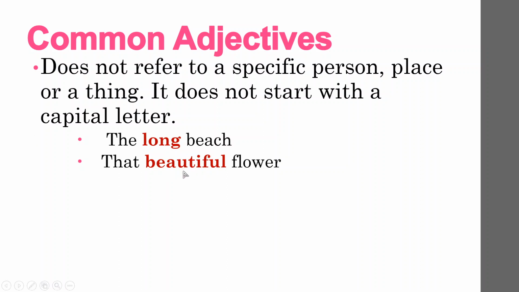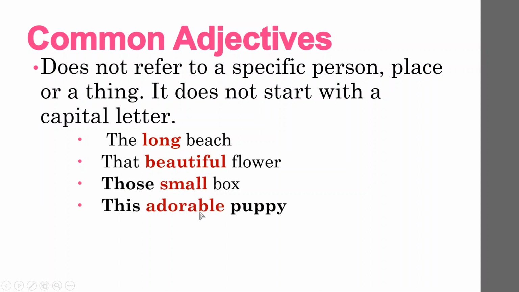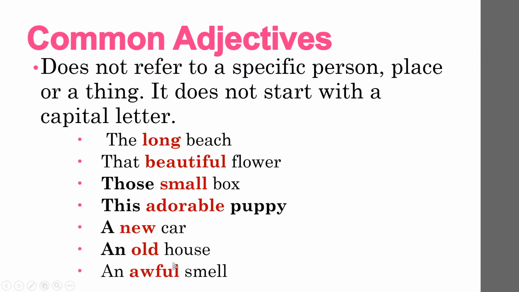So this word beautiful is also known as a common adjective. Most common adjectives are actually descriptive adjectives, like the ones we discussed before. So we have this small box, this adorable puppy, a new car, an old house, and an awful smell. So: long, beautiful, small, adorable, new, old, and awful.